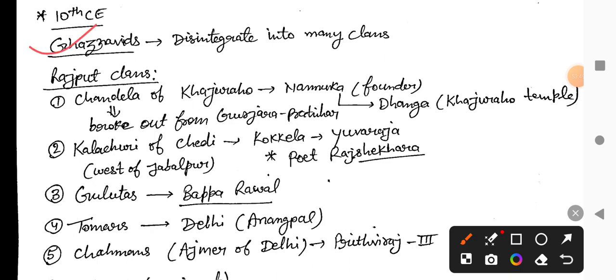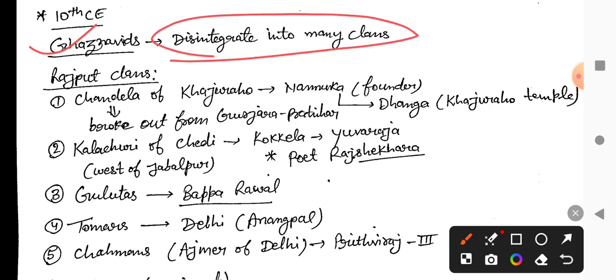In the 10th century AD, the Ghaznavid Empire was built in northern Afghanistan, and parts of Iran were disintegrated into many clans. After that, Muhammad of Ghazni attacked India, and these are the Rajputs. We will learn about the Ghaznavid Empire. After that, at some point we will discuss these Rajput clans.